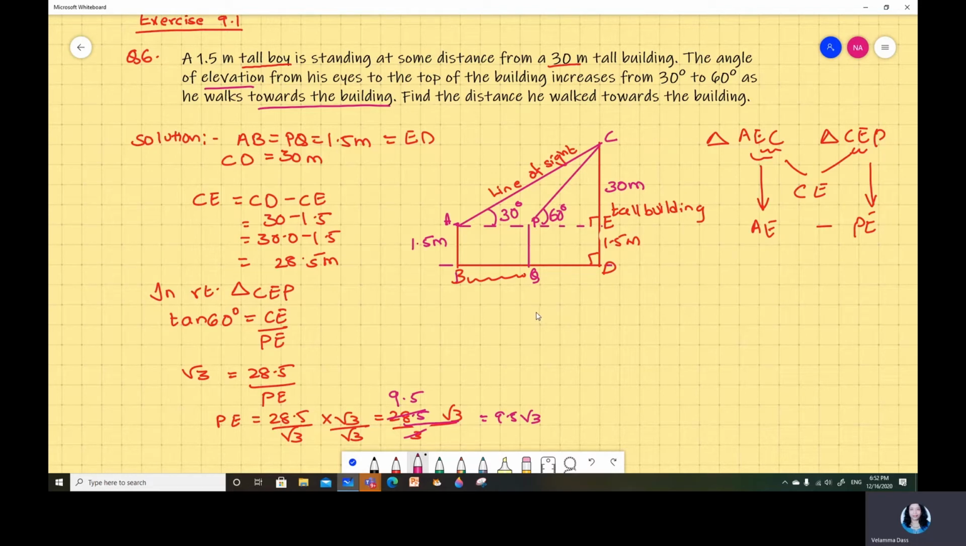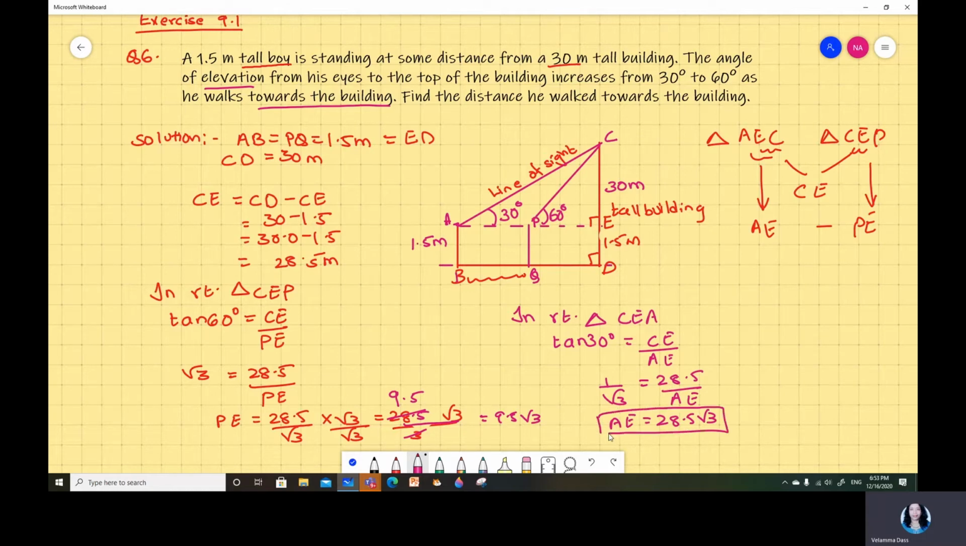Let's consider the second right angle triangle. I am following the same steps. You all just write them down, since here on the whiteboard I am trying to utilize the diagram. In right angle triangle CEA, tan 30 degrees equals CE upon AE. Tan 30 is 1 upon root 3. So CE is 28.5 and AE we have to find. So we will get AE equals 28.5 root 3 when we cross multiply.